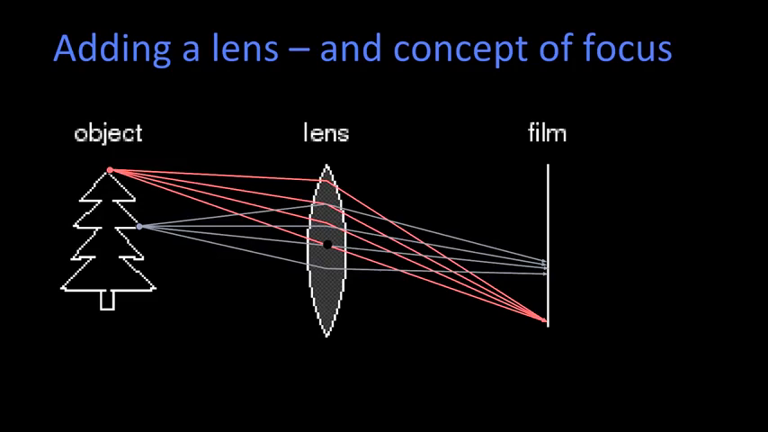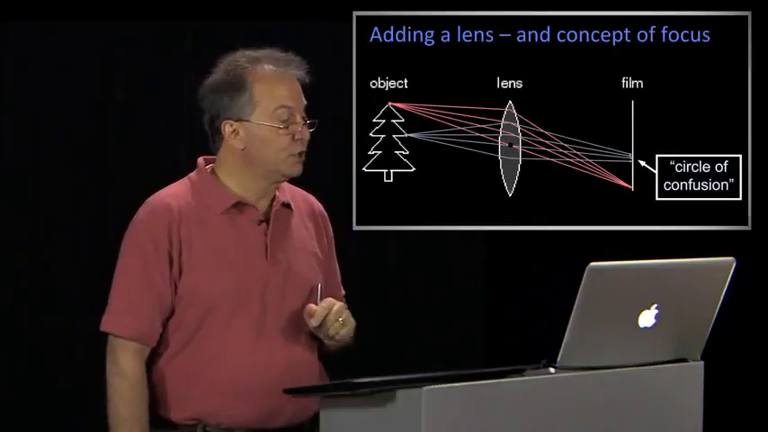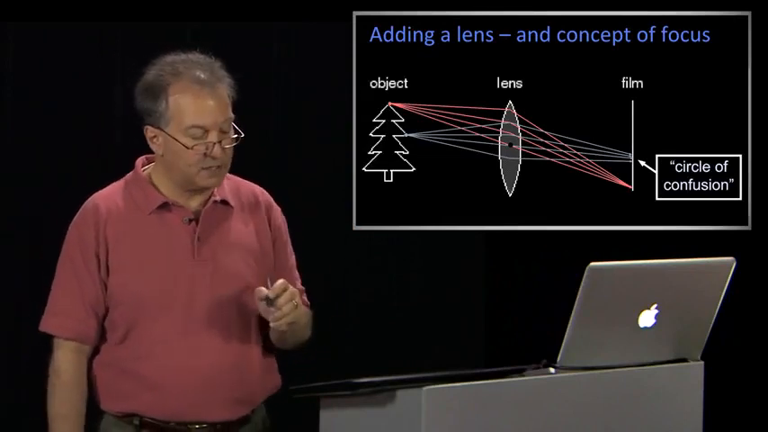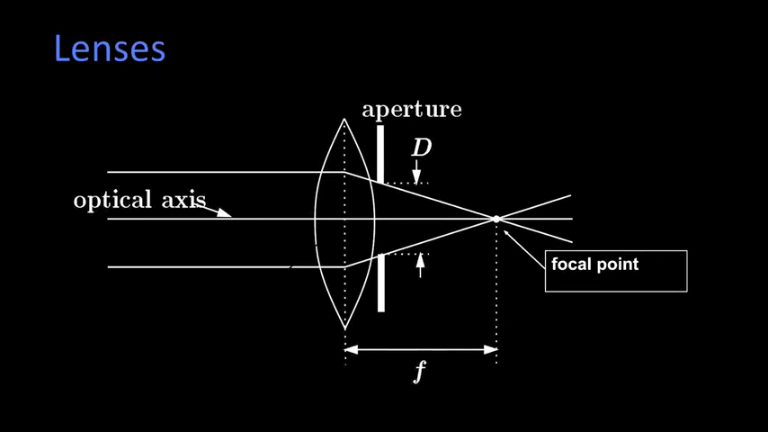They're going to be sort of spread out a little bit. And in fact, that spread is referred to sometimes as the circle of confusion. If it's a single point, there's a circle that it cuts out. So the way you change where things focus and how much is in focus has to do with changing the shape of the lens. So let's talk just a little bit about lenses.